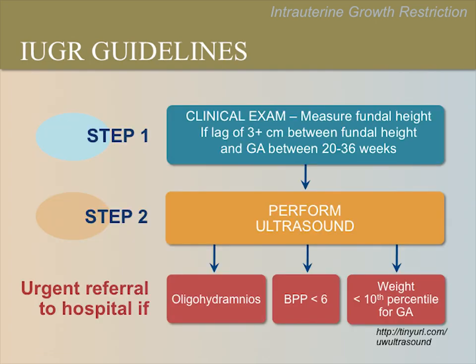Let's review how you should evaluate for intrauterine growth restriction. The first step is to measure the fundal height during clinical exam. If there is a lag of 3 centimeters or more, go to step 2 and perform an ultrasound. During the ultrasound, evaluate for oligohydramnios, estimate fetal weight, and score the biophysical profile. If oligohydramnios, fetal weight below the 10th percentile, and a biophysical profile less than 6, refer immediately to the hospital.